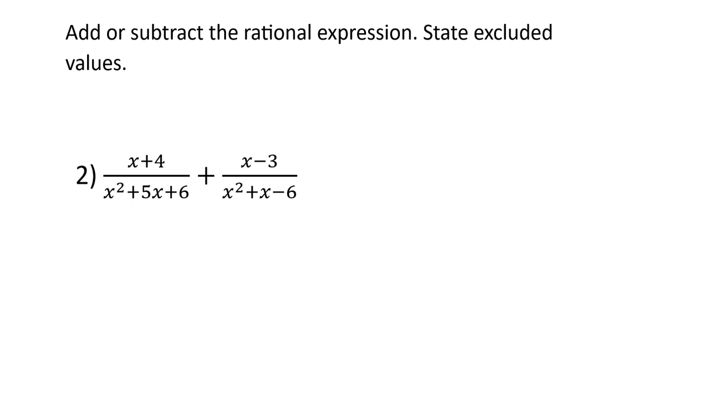Our second problem, doing the same thing. This time it's a plus, so we don't have to do any extra work with the signs. Now, you can look at the denominators and you can see they are different. We do need to factor them to see if they have anything that is the same. So, I'll use the box method of factoring to help us figure those out.